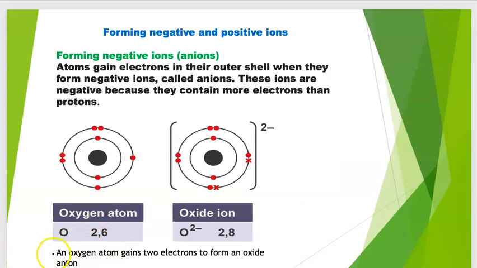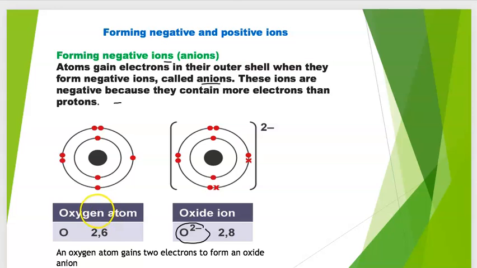I've already explained to you how atoms form negative and positive ions. Now let's look at forming negative ions here. Atoms gain electrons in their outer shell when they form negative ions, and they become anions. These ions are negative because they contain more electrons than protons. So let's look at oxygen here. They become -2 by gaining 2 electrons. Why would they gain 2 electrons?